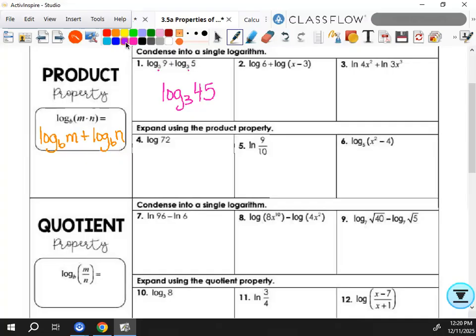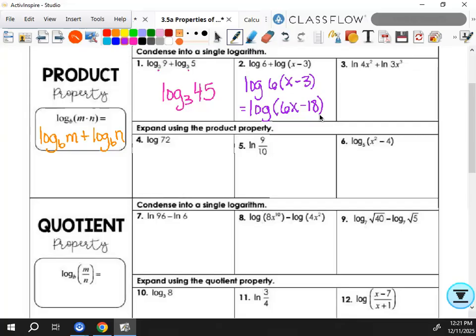Everybody okay with where everything came from? All right. What's the base of the log in number 2? 10. Okay. So this just becomes log of 6 times x minus 3. And then we can distribute and get log of 6x minus 18. But notice how that has to stay in parentheses. Otherwise, it's going to look like log of 6x, and then you subtract 18. And that's something completely different. Okay. So parentheses definitely matter there. Everybody okay with all that?